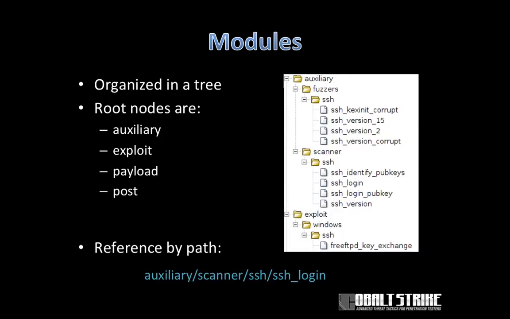Now let's go into how the Metasploit framework is organized. Each Metasploit capability is a module. The modules are organized into a tree, and the root nodes of the tree are auxiliary, exploit, payload, and post. Modules are referenced by path. So when I talk about SSH_login, I'm really referring to the module that lives in auxiliary, scanner, SSH_login.